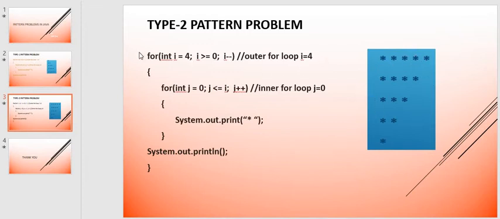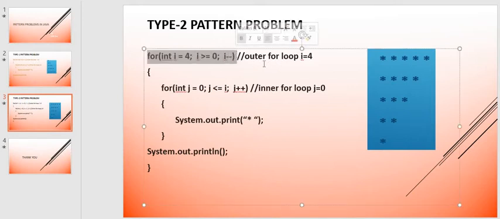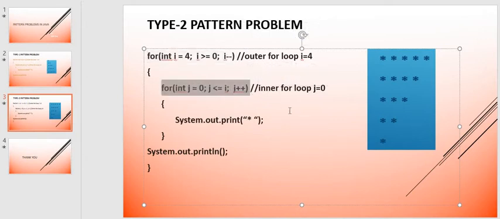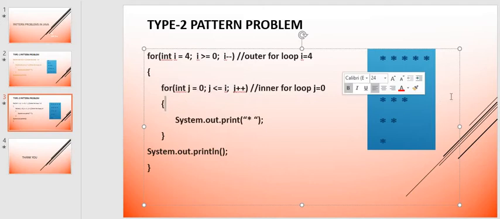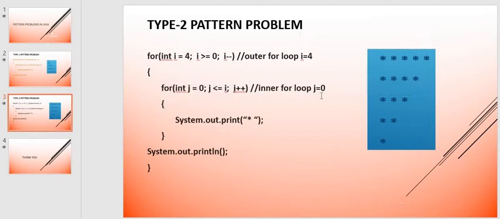On the left side you can see our coding part is here. This is nothing but our nested for loop. The first one is also called the outer for loop, and the second one is known as the inner for loop. So let's begin with the explanation part, or logic part.